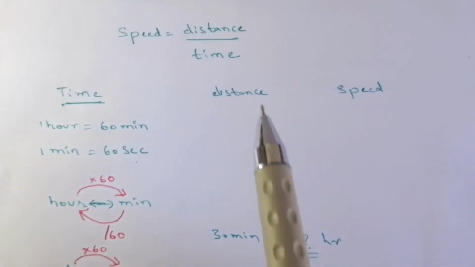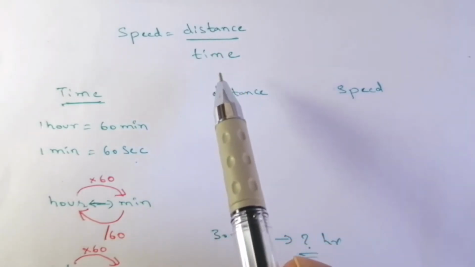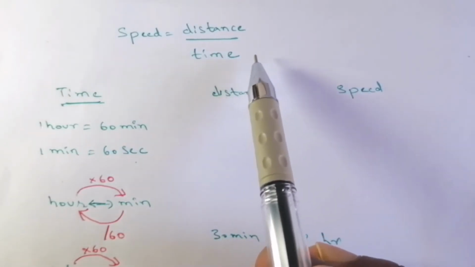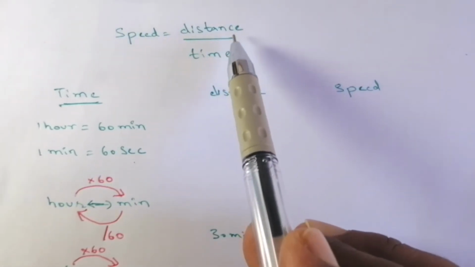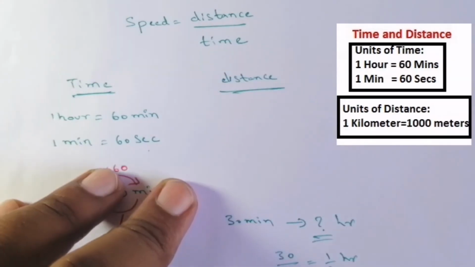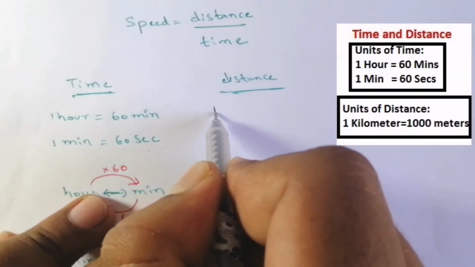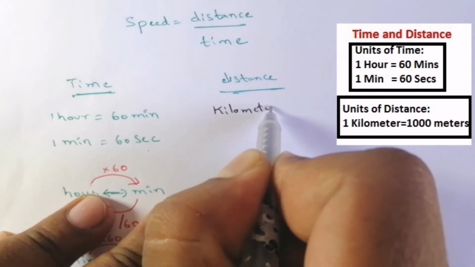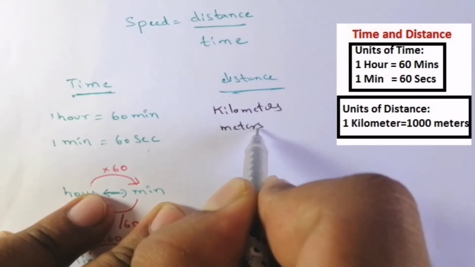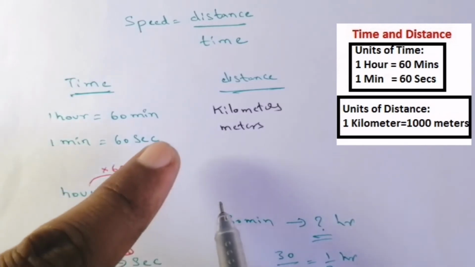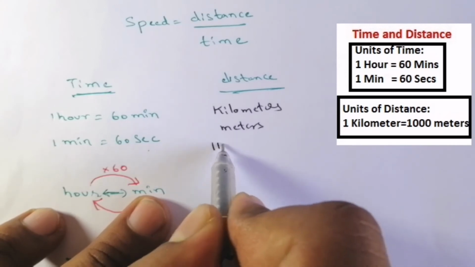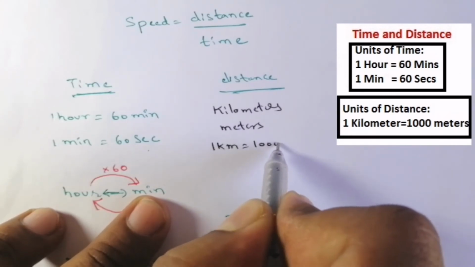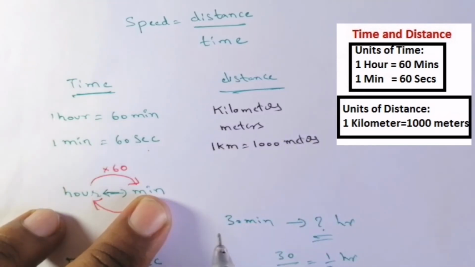This concept is most important when you deal with time, right? That is the formula: speed equals distance by time. So time can be hours, minutes or seconds. Then the next is distance. The unit of distance can be kilometers or meters, and there is an easy conversion between them. 1 kilometer is equal to 1000 meters.